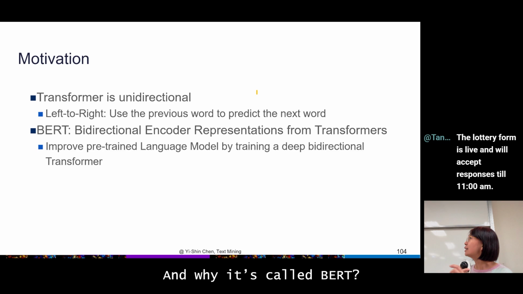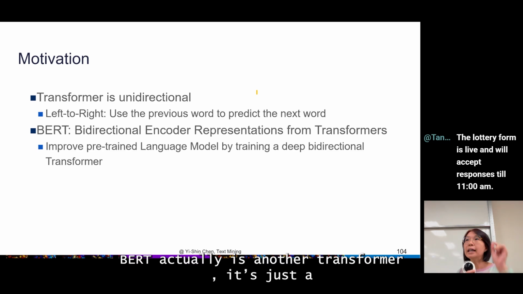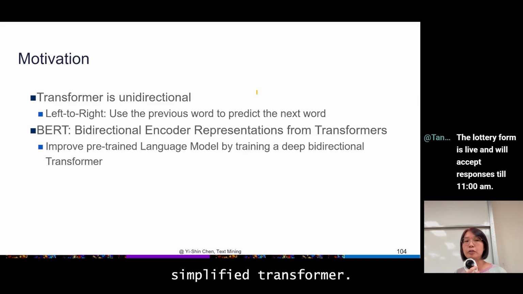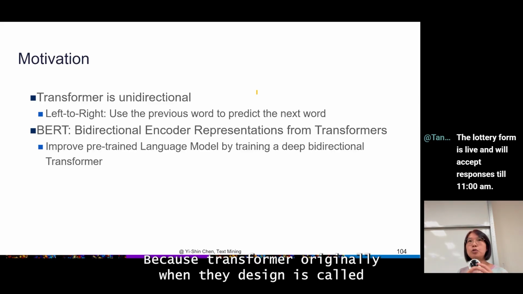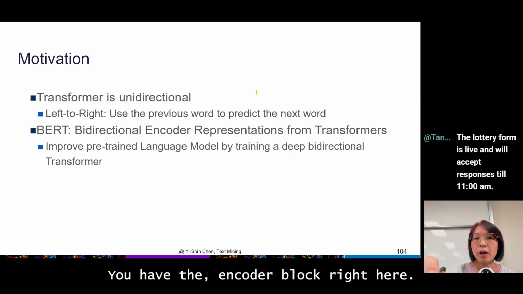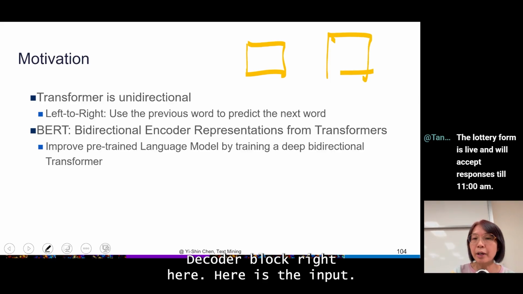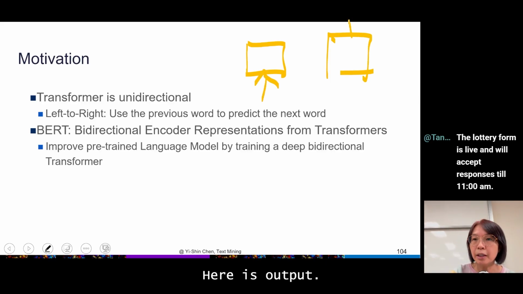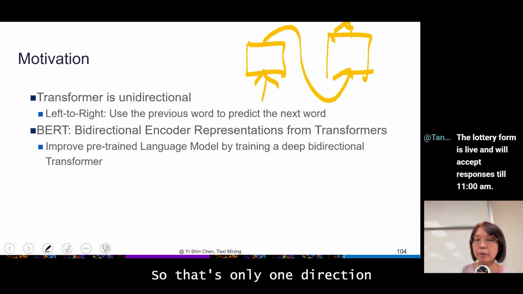Okay, and why is it called BERT? BERT is actually another transformer. It's just a simplified transformer. Because the transformer, when originally designed, was unidirectional. Why is it called unidirectional? You have the encoder block right here, the decoder block right here. Here is the input, here is the output. So that's only one direction.